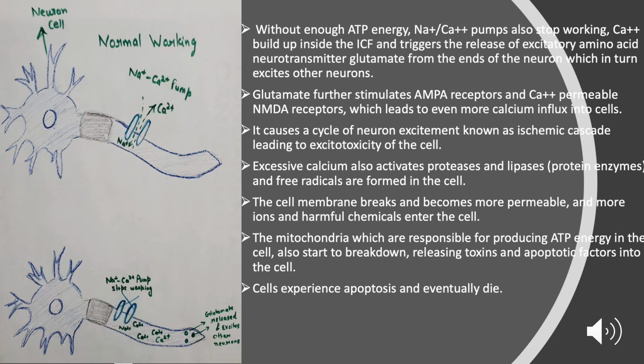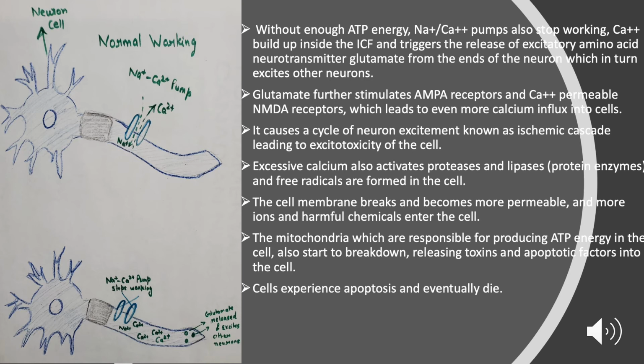Without enough ATP energy, sodium-calcium pumps, which are responsible to bring sodium into the cell and kick calcium out, also stop working, thereby causing the calcium buildup inside the ICF. High calcium concentration triggers the release of excitatory amino acid neurotransmitter glutamate from the ends of the neuron, which excites other neurons. Glutamate also stimulates AMPA receptors and calcium-permeable NMDA receptors, which leads to even more calcium influx into the cells.